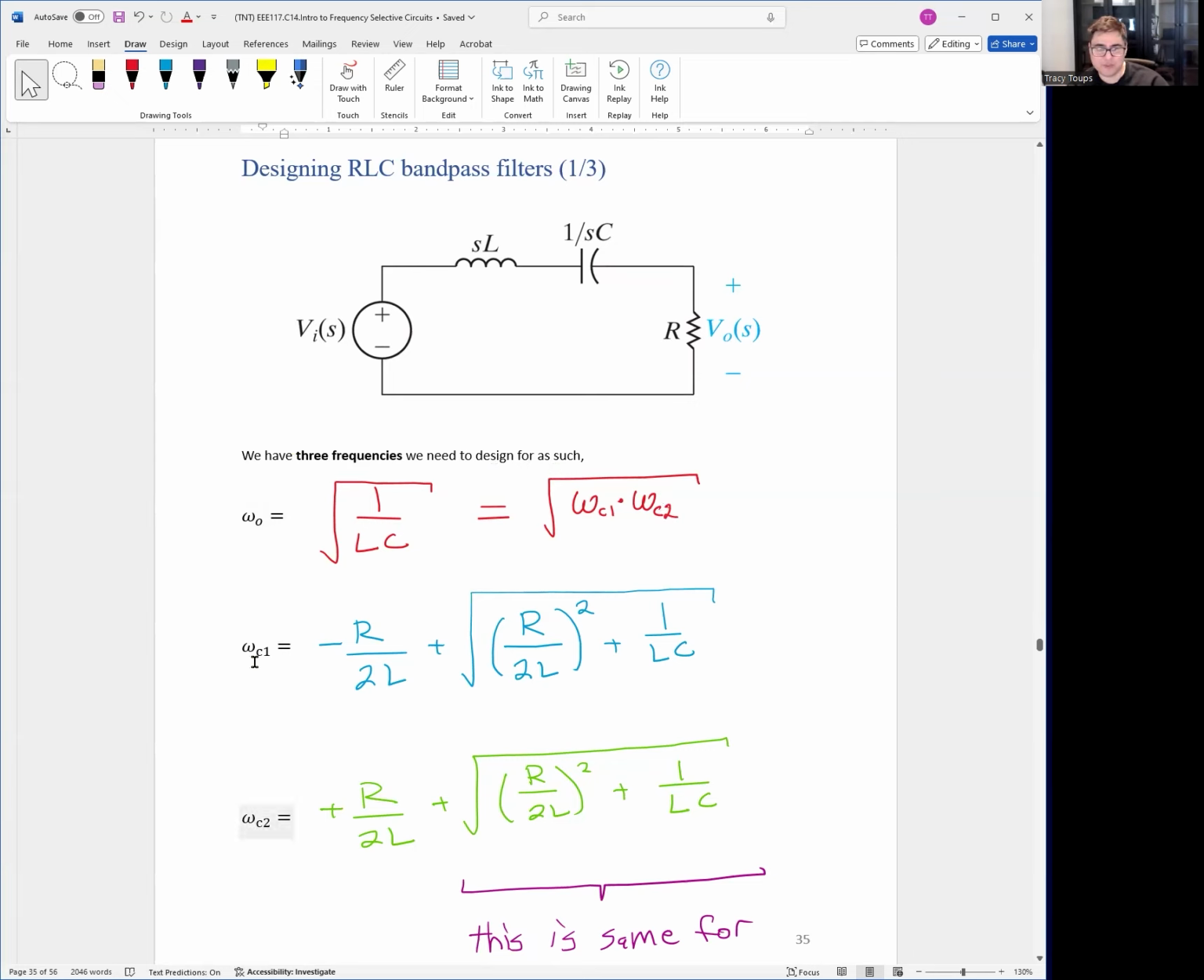WC1 and WC2 are solved from this, with a 1 over square root 2. I think it's a quadratic form. That's why this kind of looks like negative b plus or minus the square root of b squared minus 4ac, and so on, right?